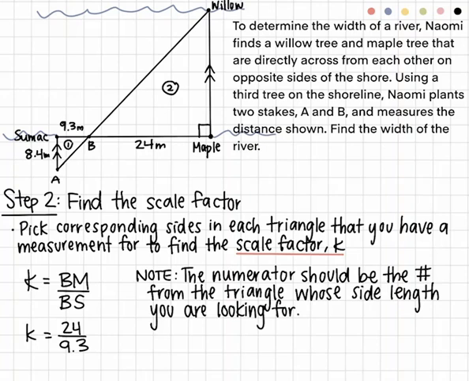So I know that I am looking for this side length here, right? Because it's asking me to find the distance, find the width of the river. So my numerator is going to be from the same triangle that this side length is in. That's why I chose 24, right? Because what we're trying to do here is scale upward. We know that this is 8.4, but we're trying to figure out what times 8.4 will give me the side length of this triangle, which happens to be the width of the river.